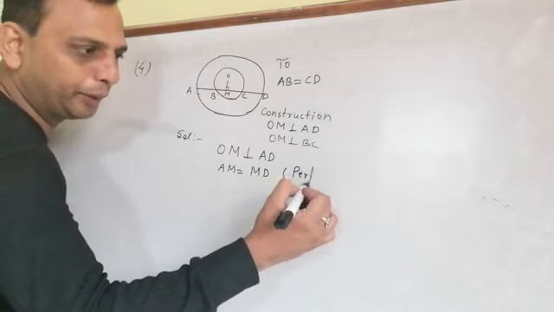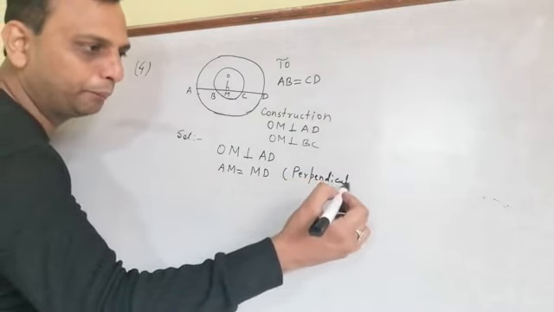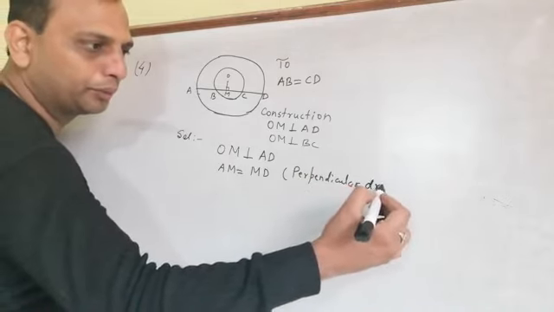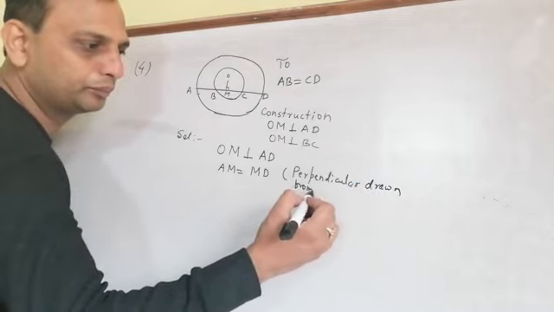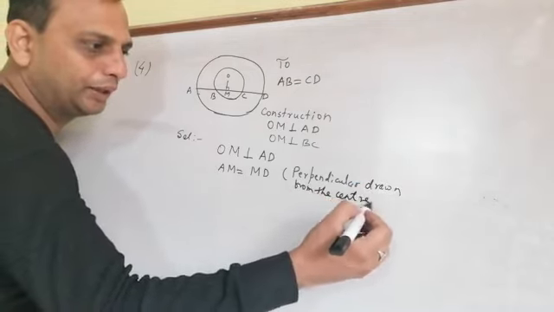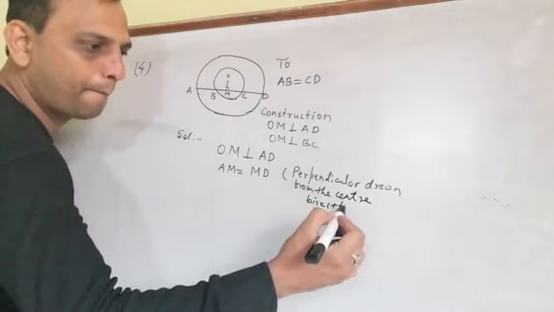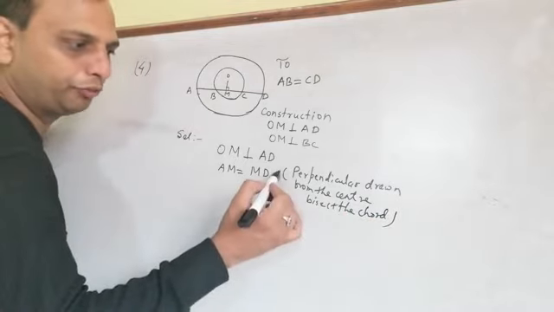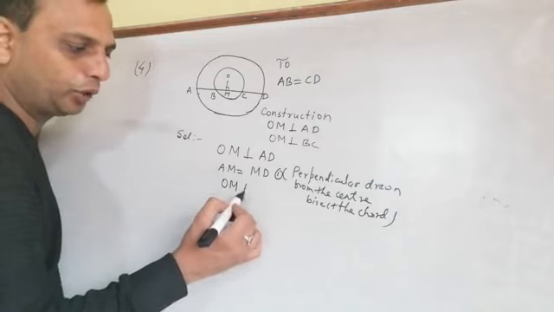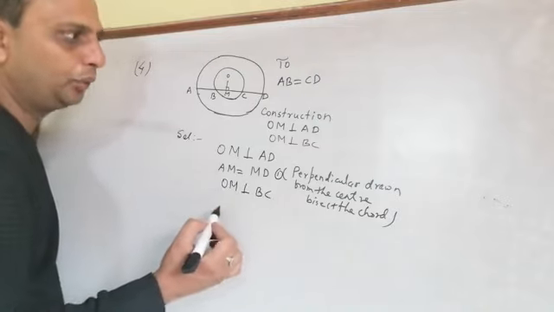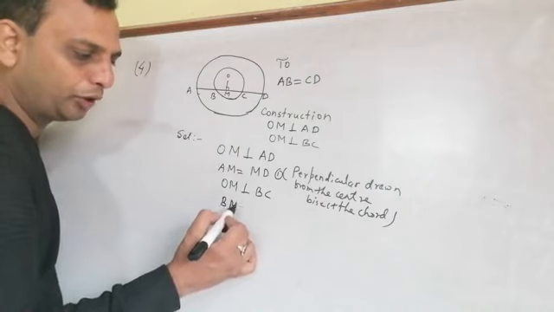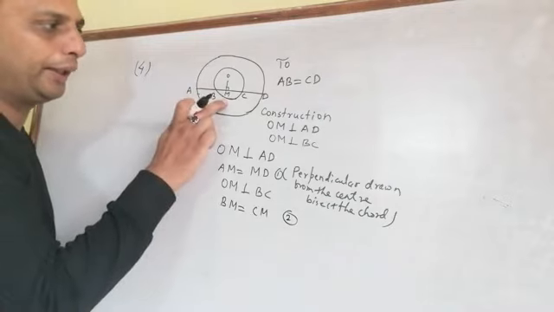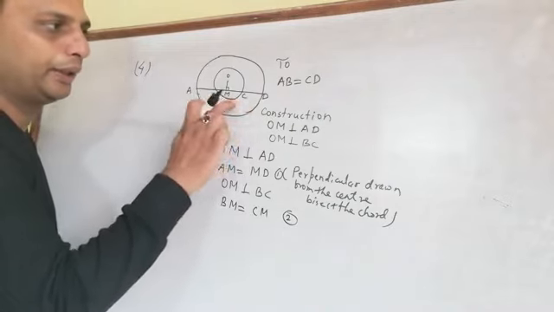The same theorem statement: a perpendicular drawn from the center of the circle bisects the chord. So AM will equal MD. This is equation number 1. Similarly, OM is perpendicular to BC, so this will also bisect the chord. So BM equals CM. Equation number 2.